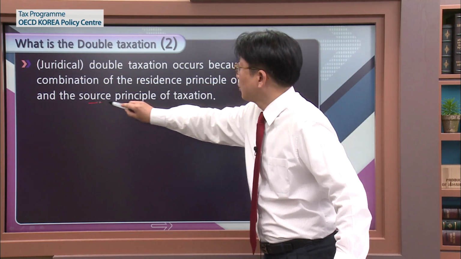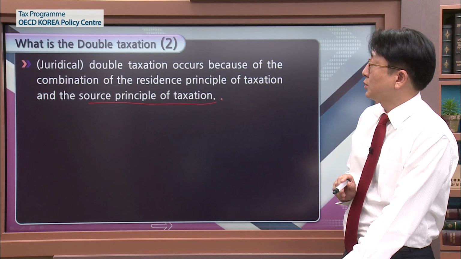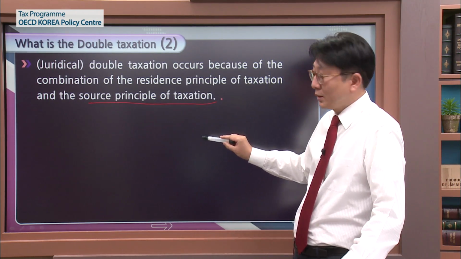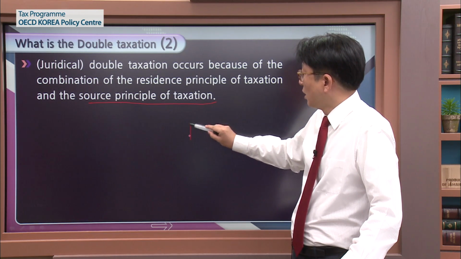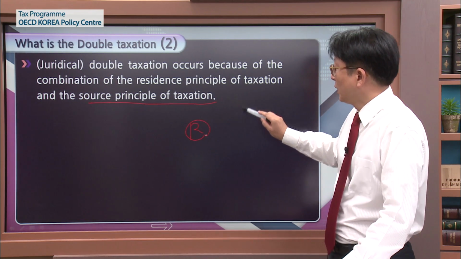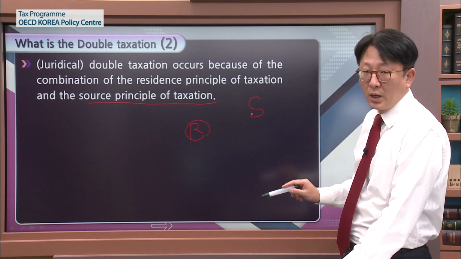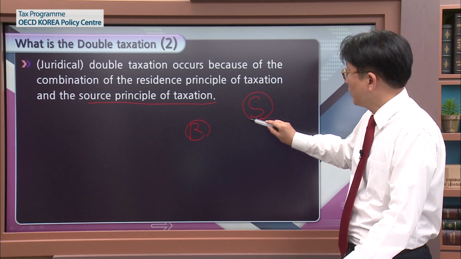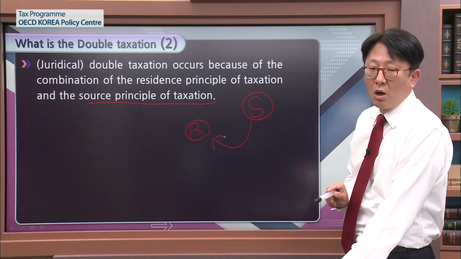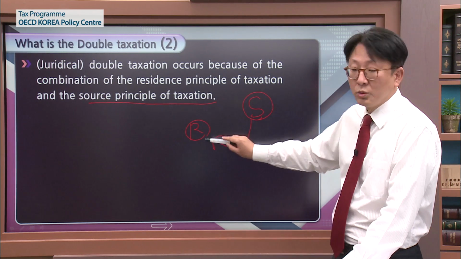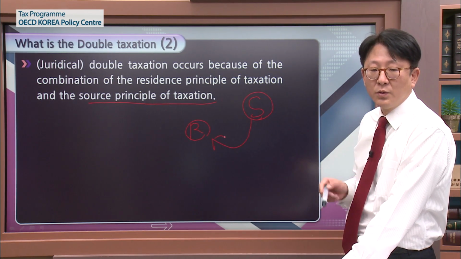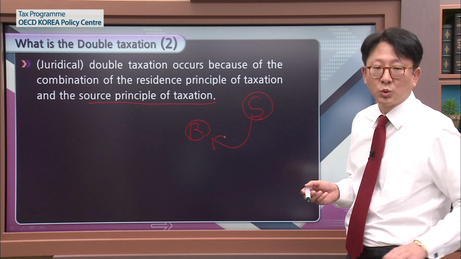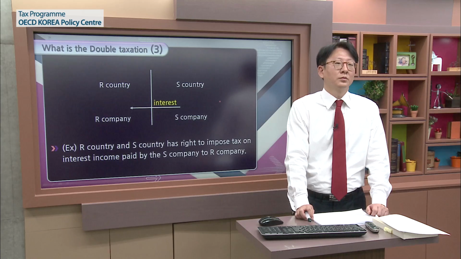Secondly, the second principle is the source principle of taxation, where let's just suppose that a certain person earns income in state S, and that state S may claim taxation on the income earned by the resident R. In that case, the principle they claim is the source principle of taxation.